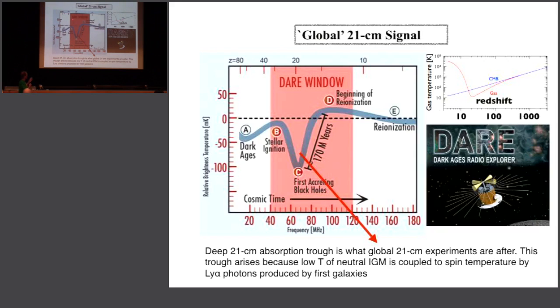Now, of course, whether this peak occurs here depends on a number of assumptions, right? It depends on how efficiently you produce UV photons, how efficiently you produce X-ray photons, etc. So all of these parameters affect the precise shape. But that's the goal of this experiment, to determine the shape and put constraints on these parameters. It would be our first constraint on this very high redshift universe.